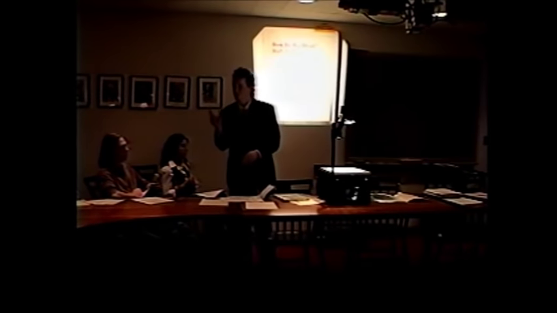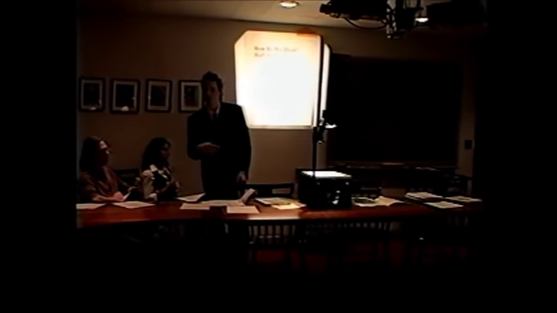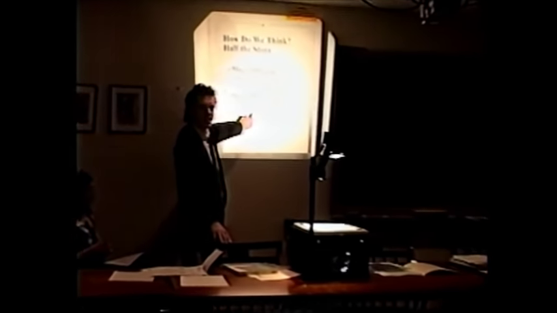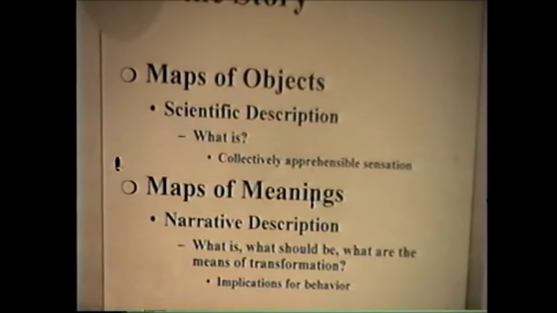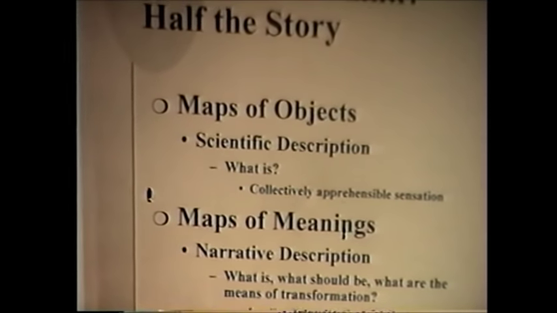Scientific description is concerned with what is. We know we have rules for determining that. A story is concerned with what is, but not from the perspective of the senses, but from the perspective of implications for behavior. Okay, so that's the meaning, essentially. Things have an existence and a meaning, and the story is concerned with the meaning.